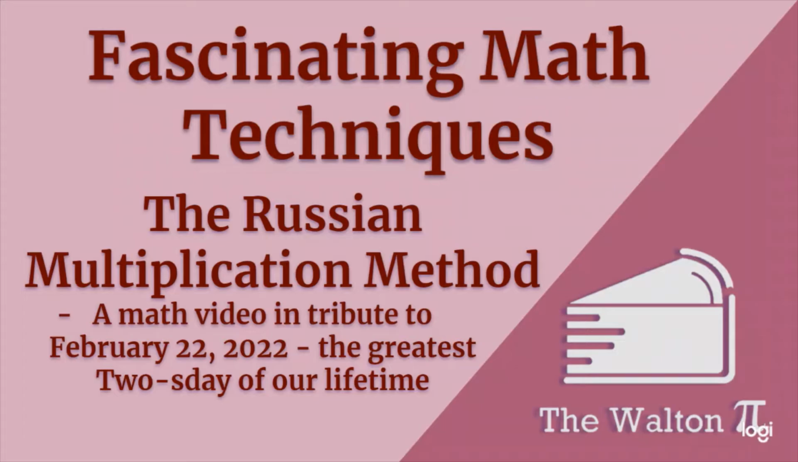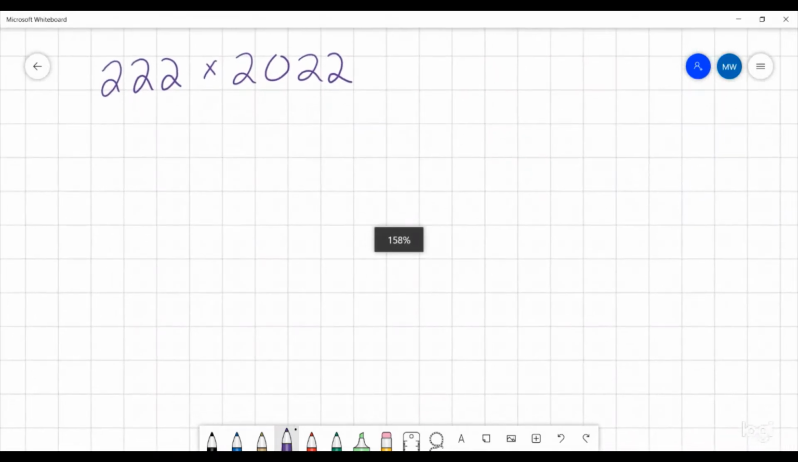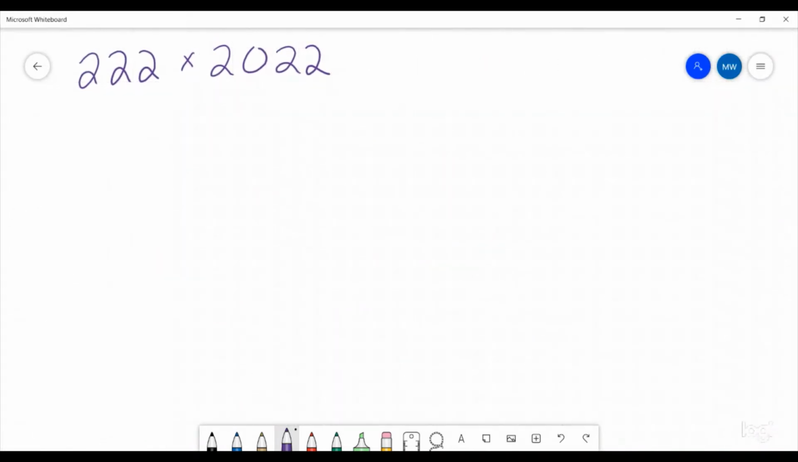I love this. So I think the best way to learn the Russian multiplication method is to just actually jump right in. So in honor of Tuesday, I'm going to be multiplying 222 by 2022. We're going to look at how we would multiply these numbers using the Russian multiplication method. So the way we're going to do this is we're going to pick one of these numbers and keep dividing it by 2, and the other number we are going to keep doubling. For the first example, I'm going to divide 222 by 2's, and I'm going to be multiplying the 2022 by 2's.